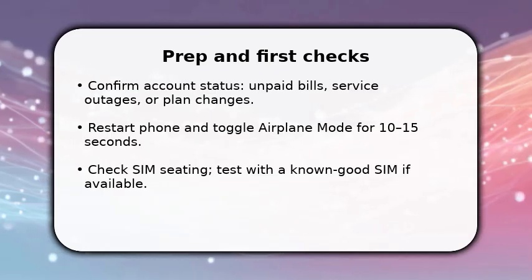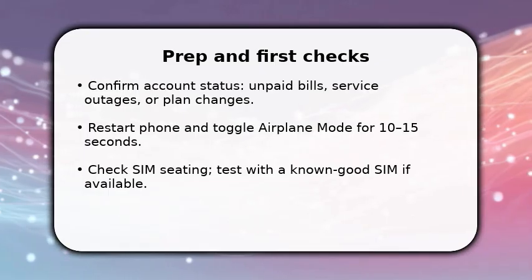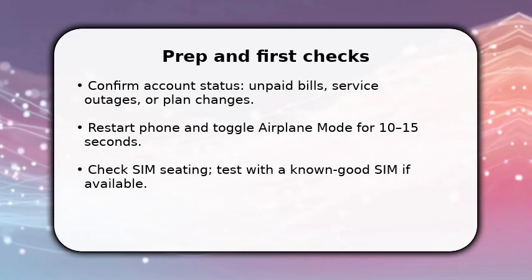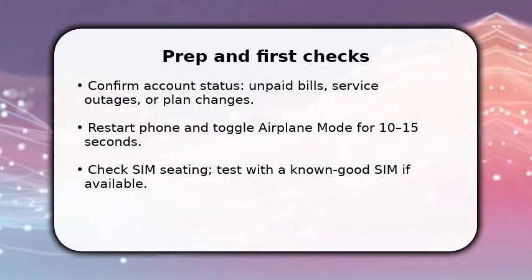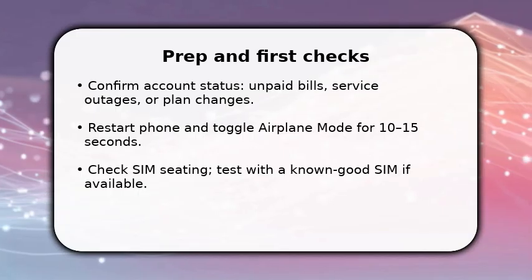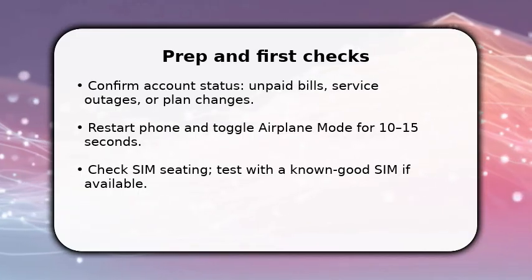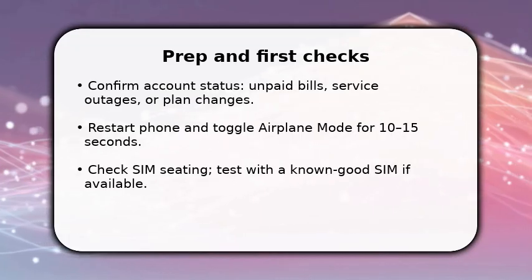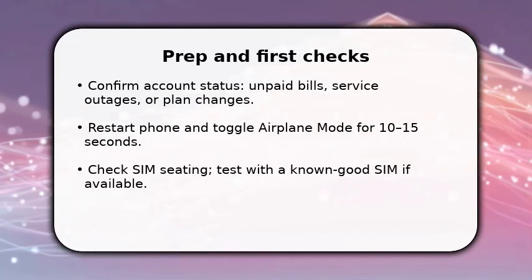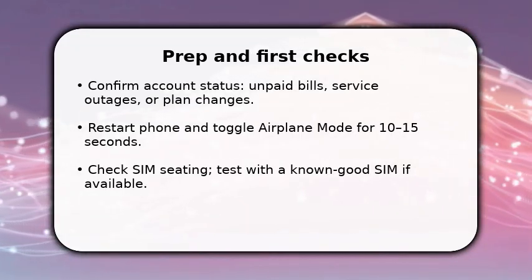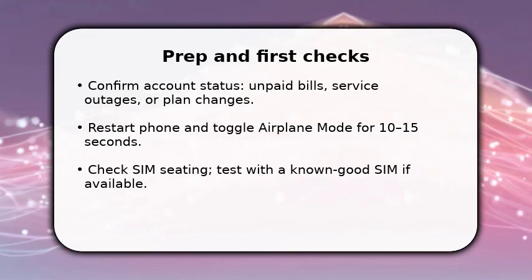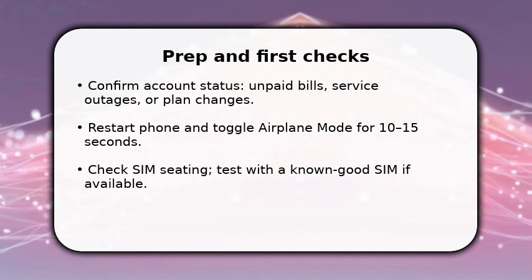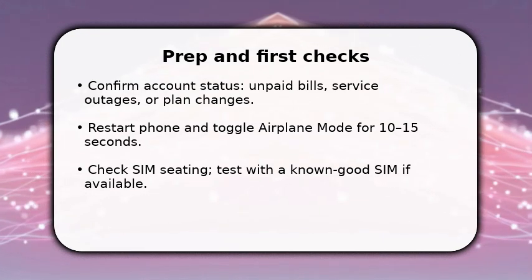You start by verifying account and network basics so you can eliminate easy causes quickly. Check your carrier account for unpaid bills, planned maintenance, or service suspension. Call customer service if unclear. Once done, perform a soft reboot and toggle airplane mode for 10-15 seconds to force a re-registration with towers. Then power off, remove and reseat the SIM, if possible. Test with another active SIM to determine whether the issue is the SIM or handset.